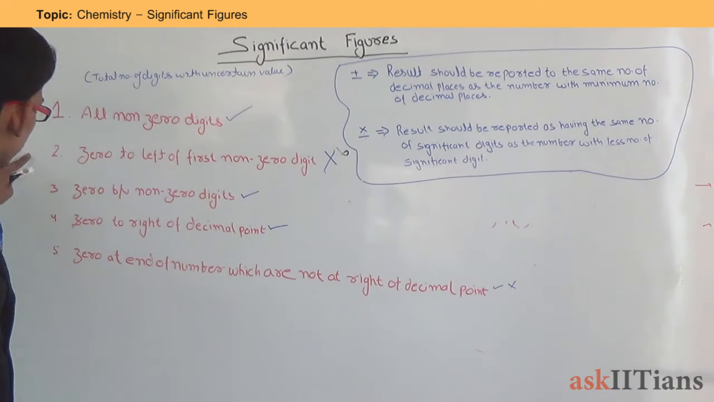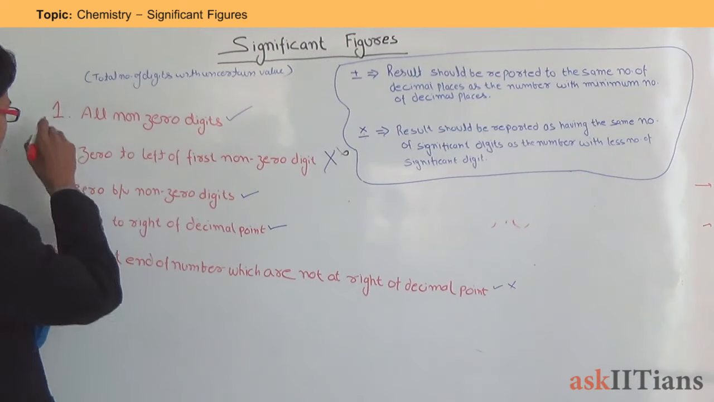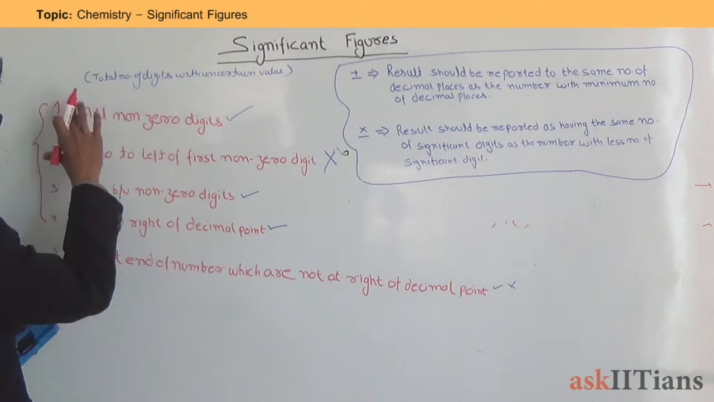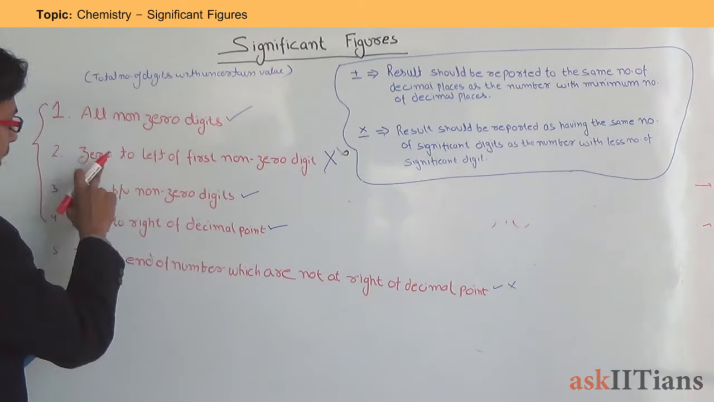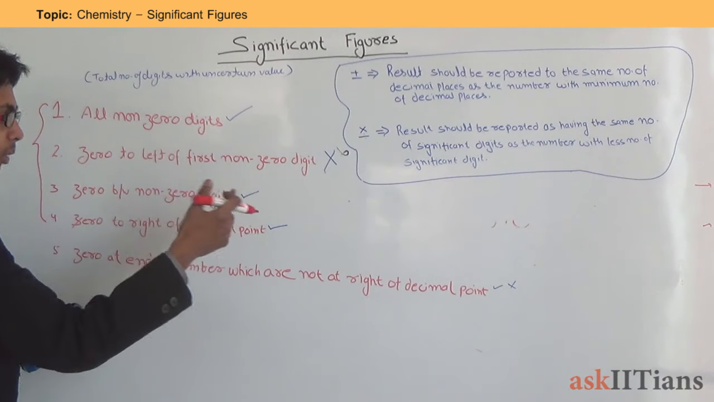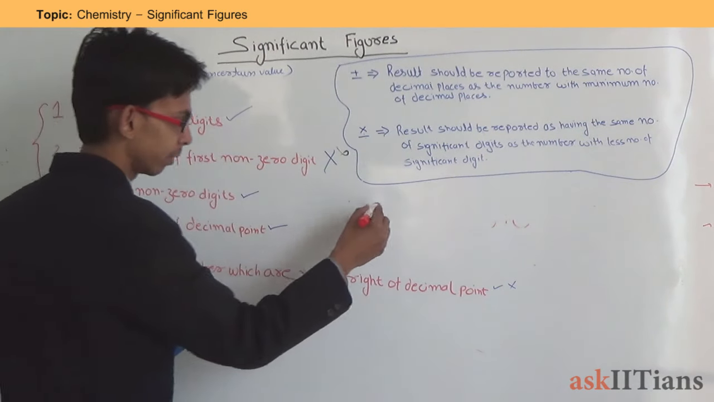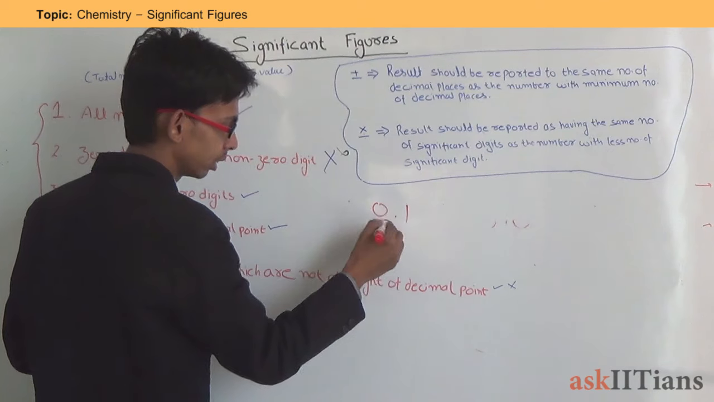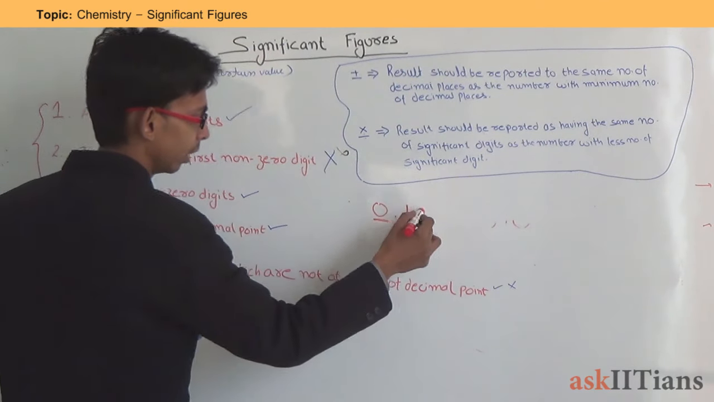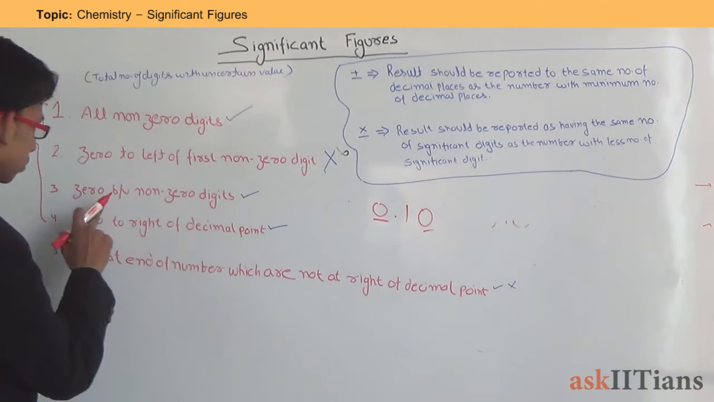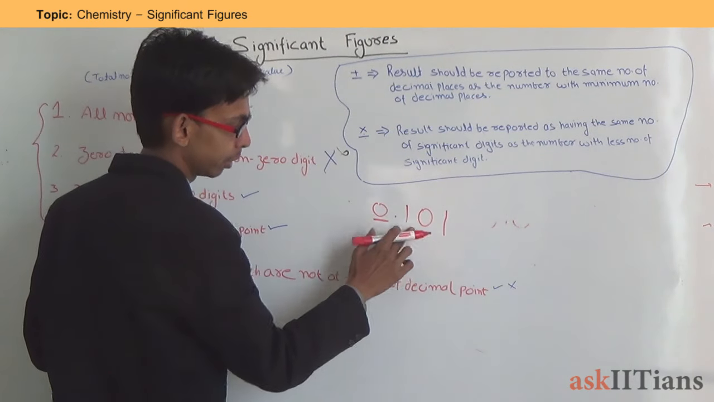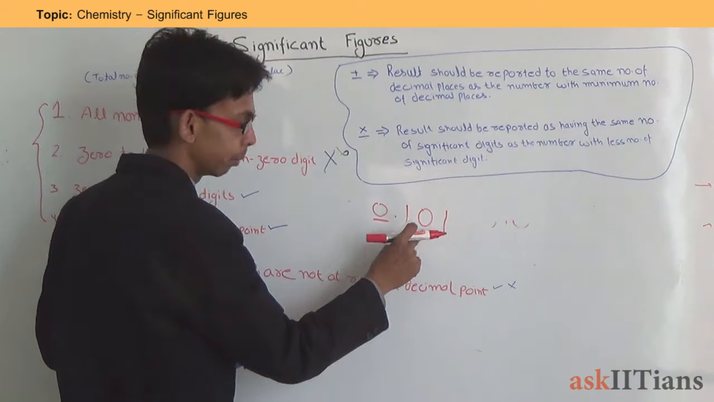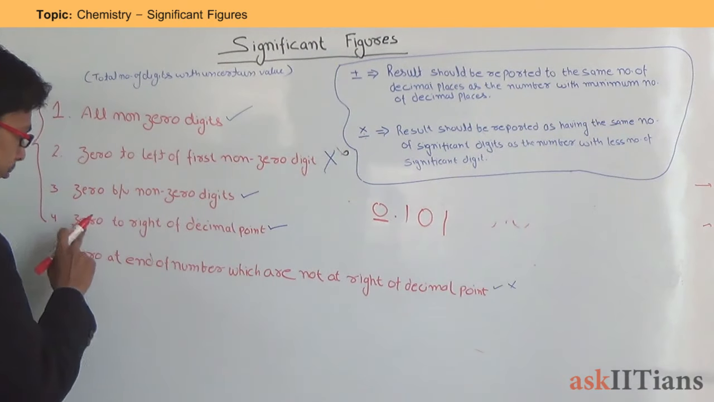So these were the 5 rules. The main important rules are these 4. All non-zero digits are significant. Zero to the left of the non-zero digit, up to the first non-zero digit, is non-significant. That means this 0 is not significant, while this one is significant. Zero between two non-zero digits is significant. That means this is between two non-zero digits. This will be a significant number.